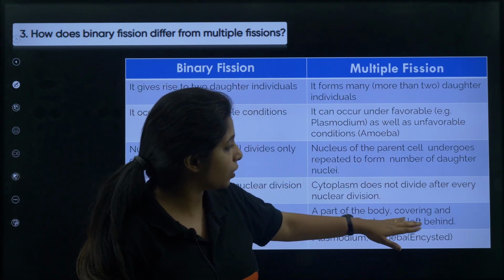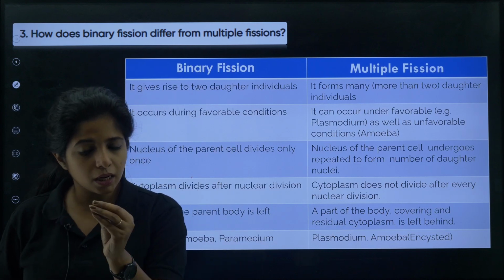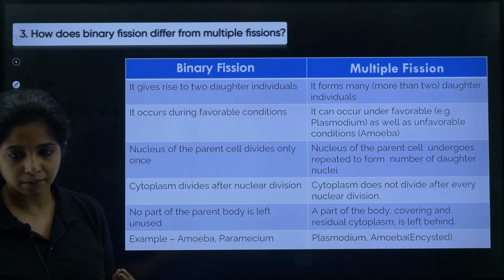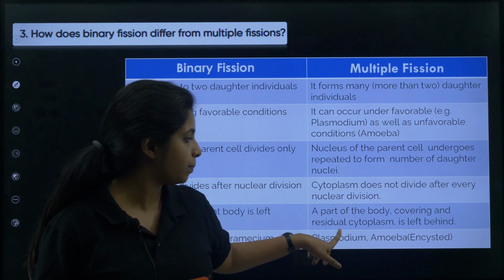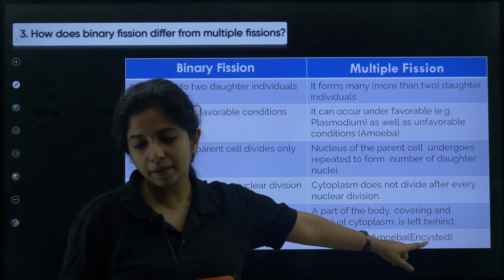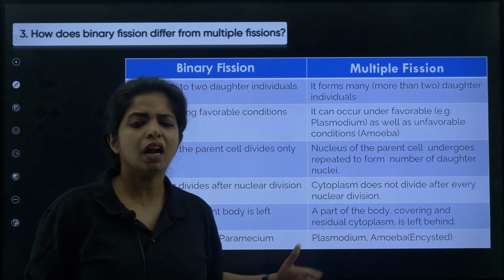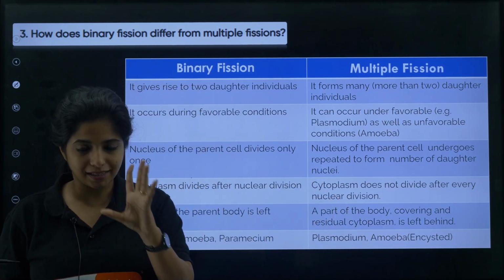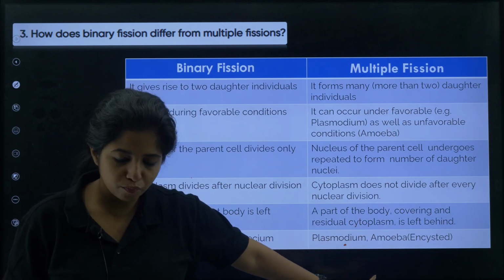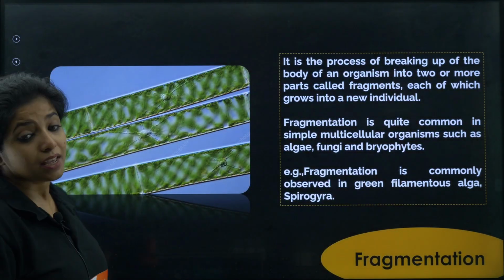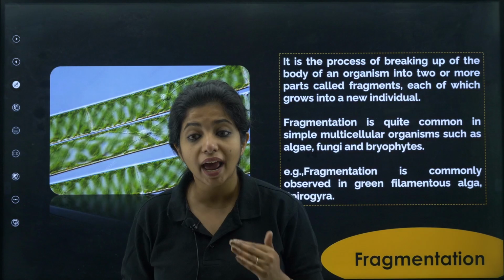Now over here, the part of the body covering and the residual cytoplasm, a little amount of it, is being left behind. Examples are amoeba, Paramecium, and Plasmodium. Amoeba, in the ancestor stage, that means in unfavorable conditions, forms a cyst around it. Remember Plasmodium, that will be much better. Now fission is done. The next mode of reproduction is fragmentation.